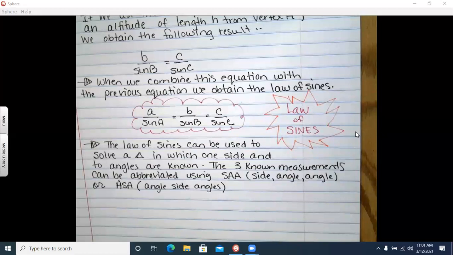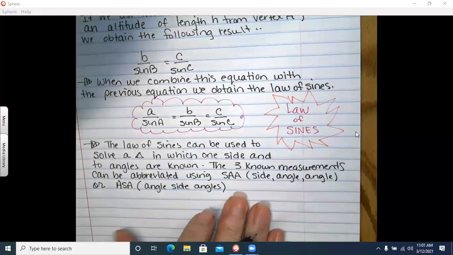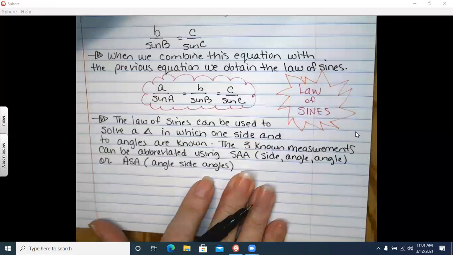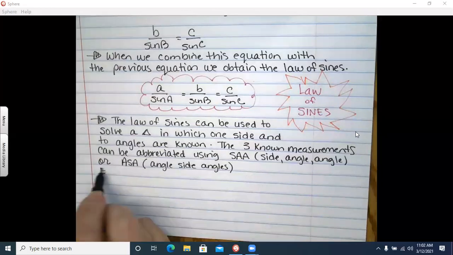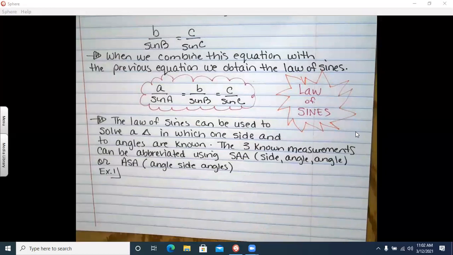All right, so let's do an example. Example 1, we're finally to an example. And I don't think we're going to finish all these notes today. So let me draw a triangle. It's going to be obtuse.